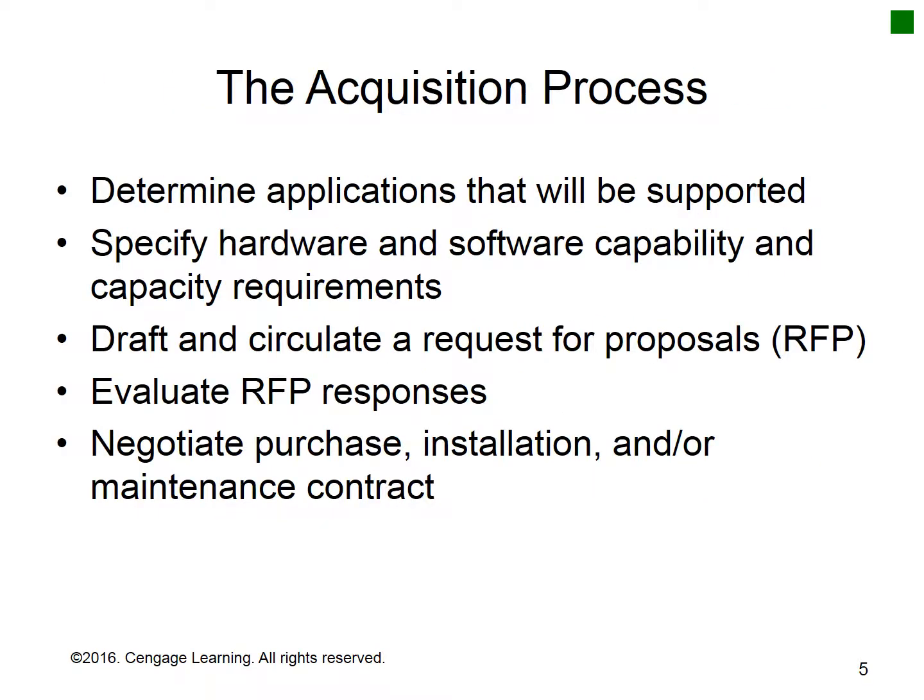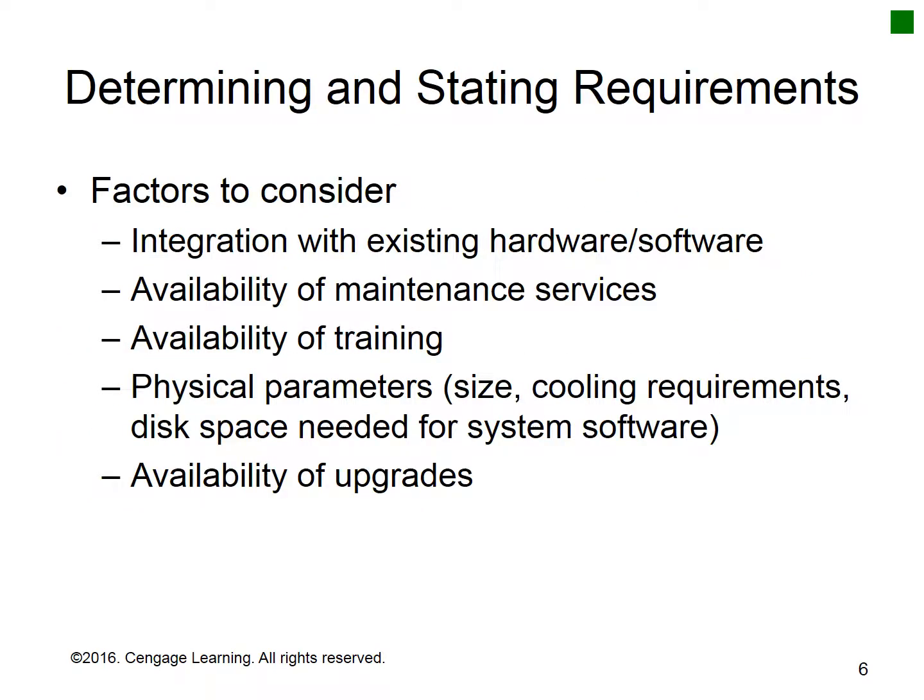Planning for IS resource acquisition requires a thorough understanding of current and anticipated application needs. The acquisition process includes determining the applications that the hardware and software will support, specifying detailed hardware and software requirements, drafting and circulating a request for proposal, or RFP, evaluating RFP responses, and negotiating a purchase and/or support contract.